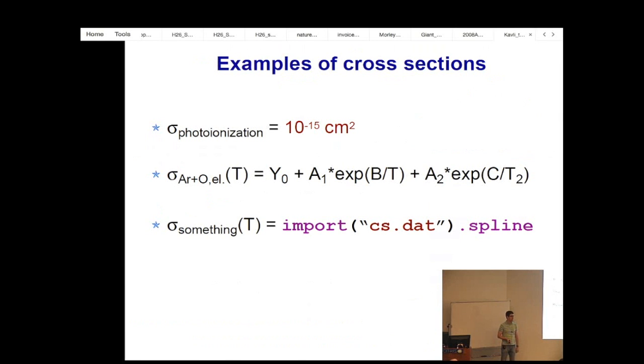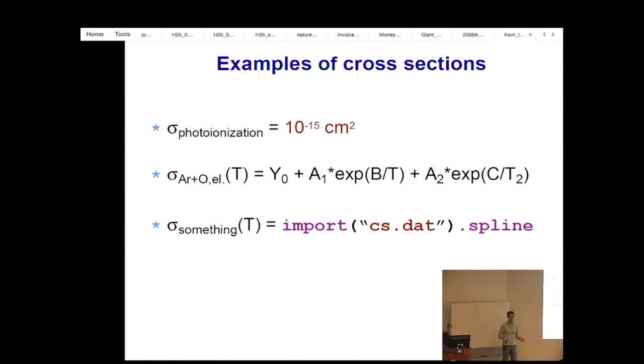So there are a few examples that we typically all encounter. For example, the photoionization cross-section for something is going to be 10 to the minus 15 square centimeter. Then we can have some sort of exponential or logarithmic behavior, so some sort of function. Let's say the argon and oxygen colliding can be described as a function of temperature using some sort of function like this. Or finally, we just import something. And then we run the simulation.